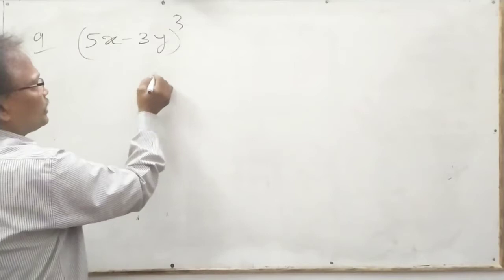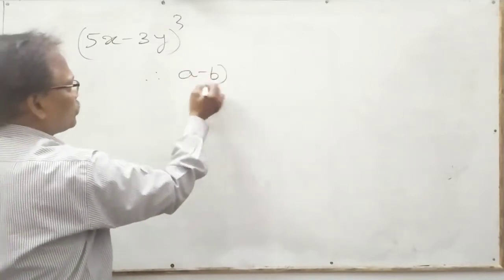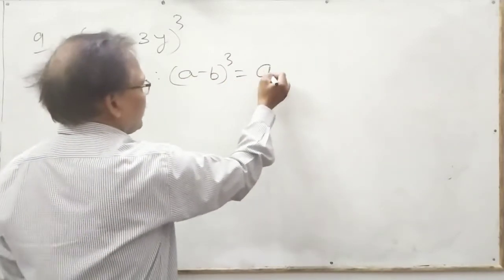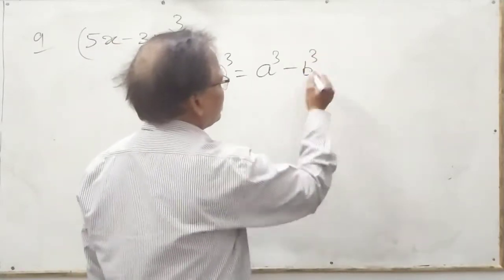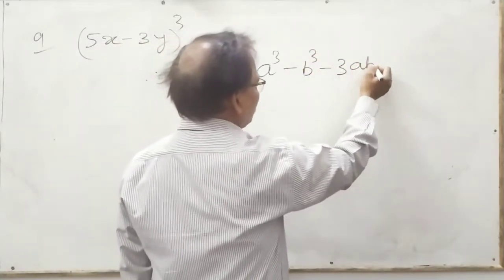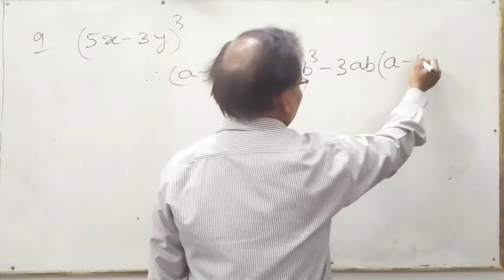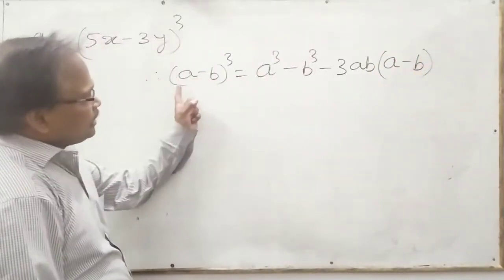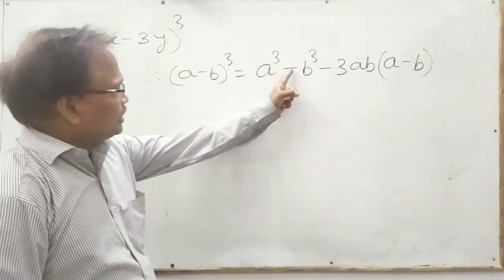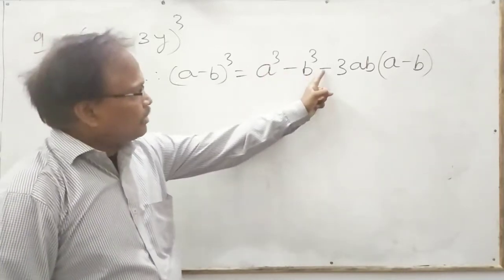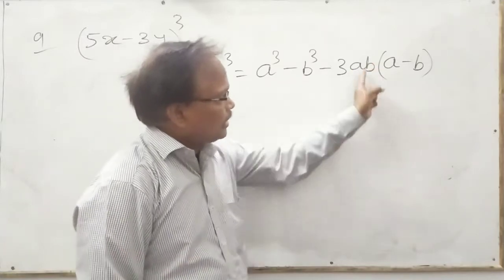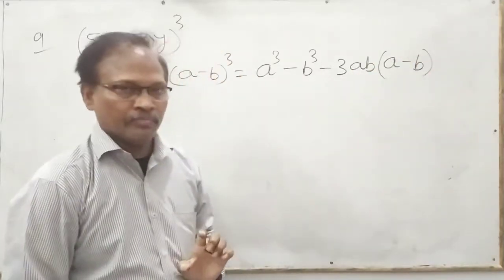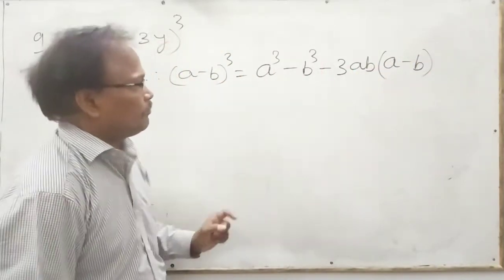तो अगर हम फॉर्मूले लिखें तो a minus b whole cube is equal to a cube minus b cube minus 3ab in bracket a minus b. Simple. पहले a cube, a का cube minus b cube minus 3 into product of a into b and in bracket a minus b. Everywhere minus sign is there.